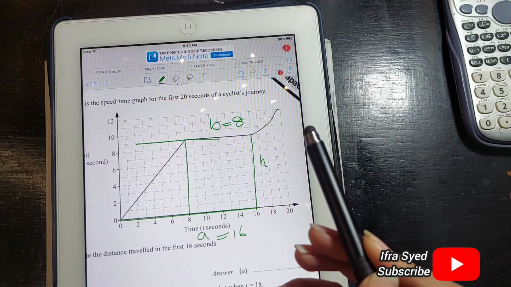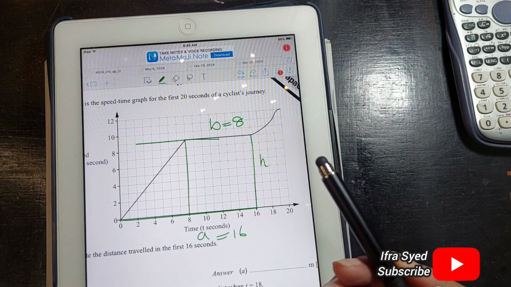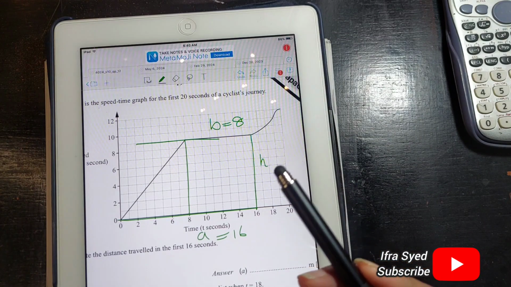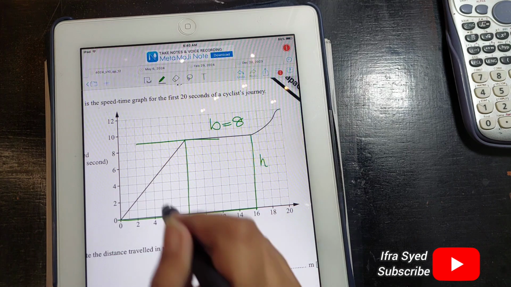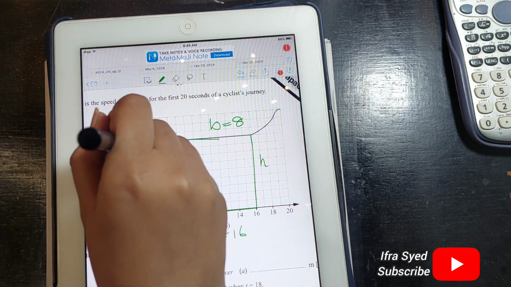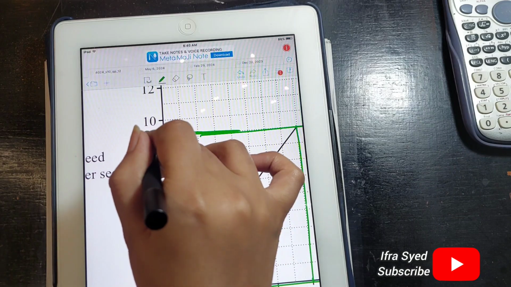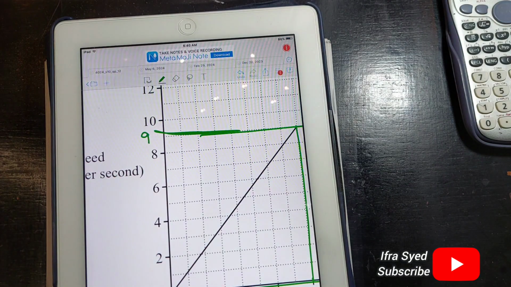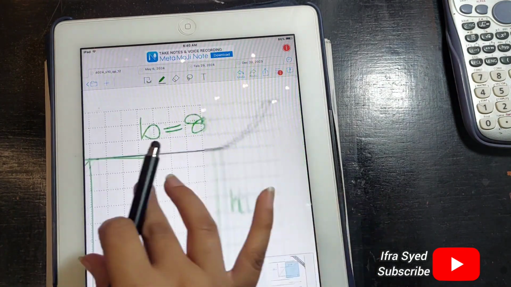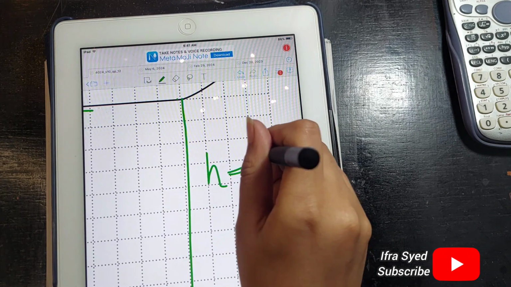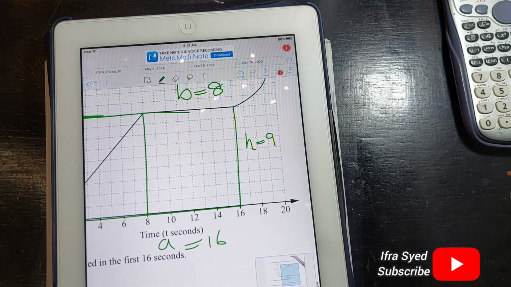the value of h is equal to 9. So I'm writing here. It is in between 8 and 10. So 9 is in between 8 and 10. So the value of h is equal to 9. So these are the values of a, b and h.